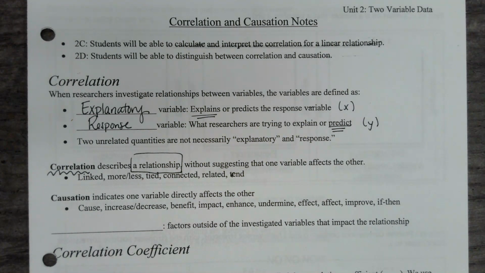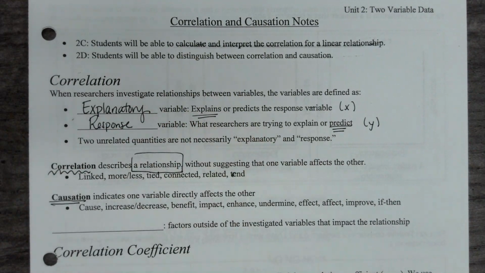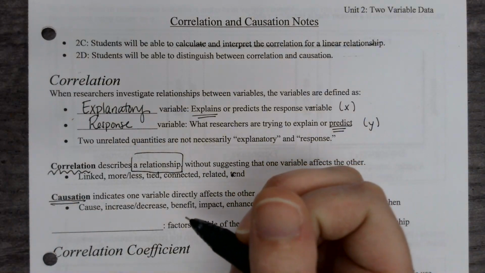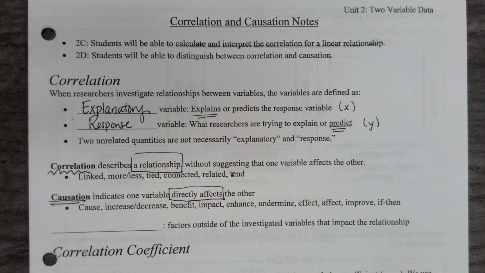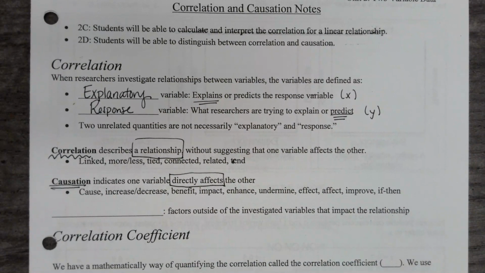Causation is totally different. Causation indicates that one variable directly affects the other, meaning one causes the other to happen, one causes an increase or one causes a decrease in the other variable. There's some type of benefit, an impact, an effect. If this happens, then this happens. So make sure that we're looking at the difference between the two, but we're really going to focus on correlation.